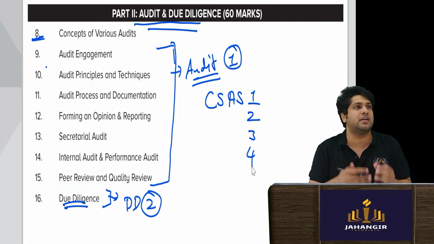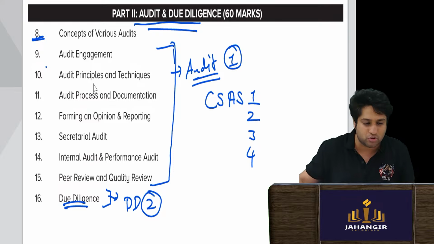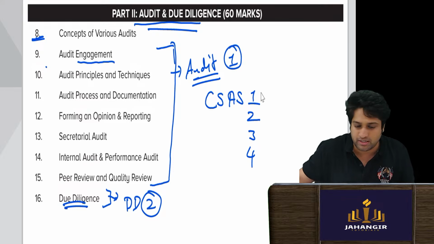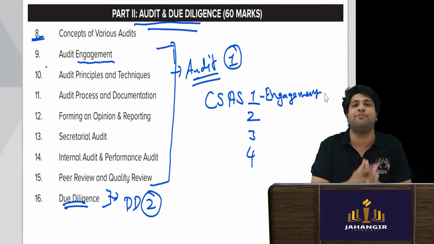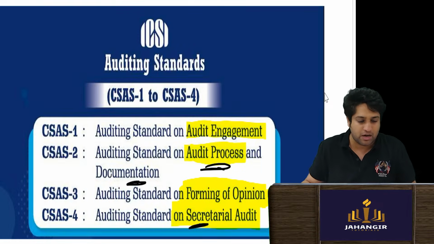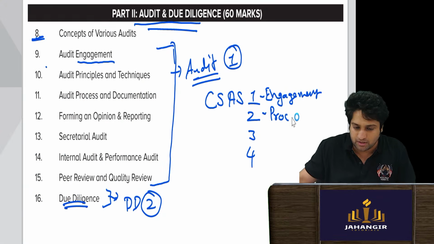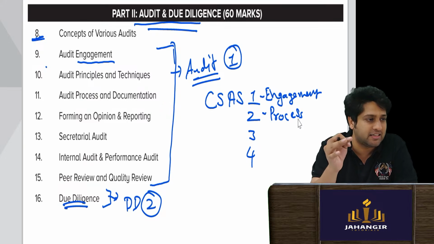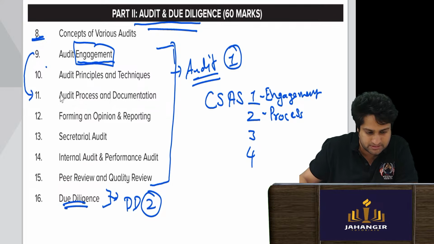The very first one is when a company is engaging with an auditor, they have a contract that is called an audit engagement. What is it called? Audit engagement. So when you start with the engagement, that is an appointment letter, everything about an appointment letter is given in CSAS 1. After that comes the entire process of audit. How is audit done? How are companies audited? How is evidence collected? All those aspects are covered in your audit process.